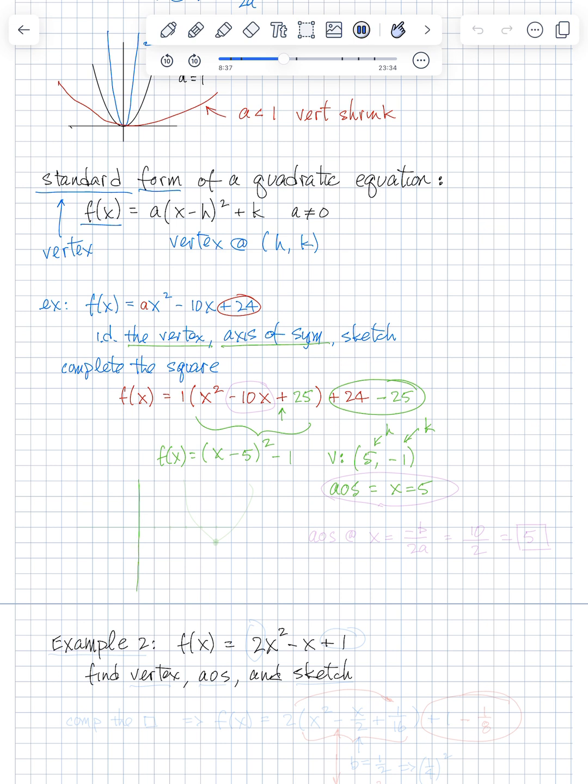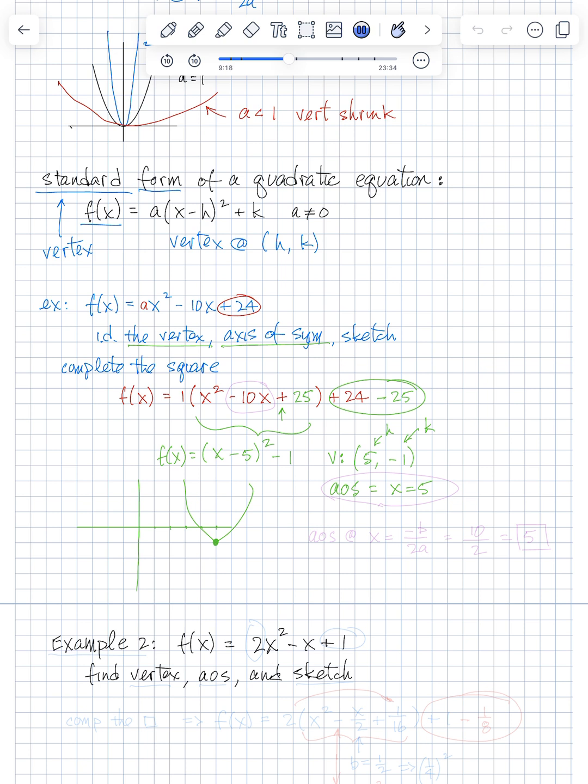Oops, put it this way. And first plot the 5, negative 1. 2, 3, 4, 5. So here's your vertex right there. And we know it's going to open up because the value of a is positive. And so when you sketch it, all you need to do is something like this. It doesn't have to be really pretty. If I say graph it, then you want to plot points. Sketching it just gives you an idea of what the graph looks like.